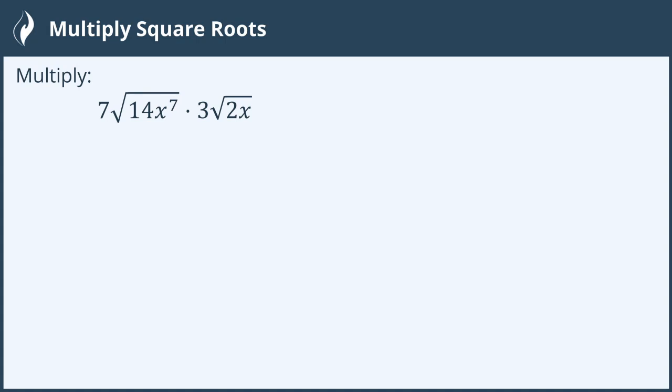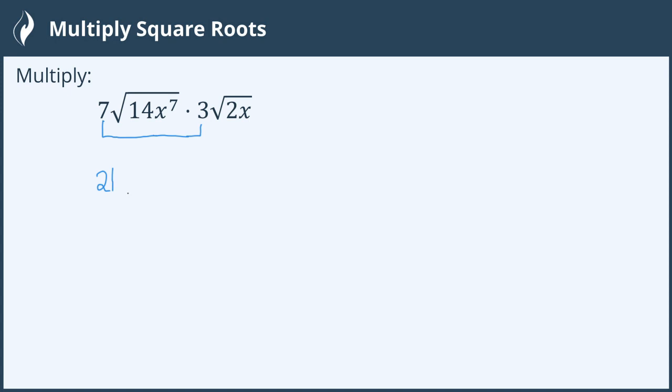When we look at multiplying radicals, we're going to multiply piece by piece. The first piece of this puzzle is to multiply the values outside of the radical. In this case, we have a 7 and a 3. 7 times 3 is 21.